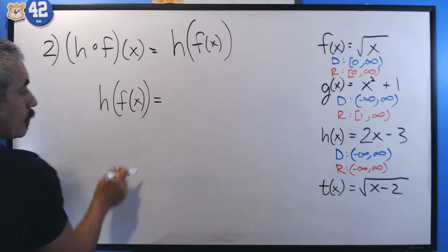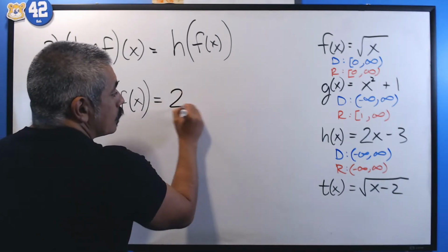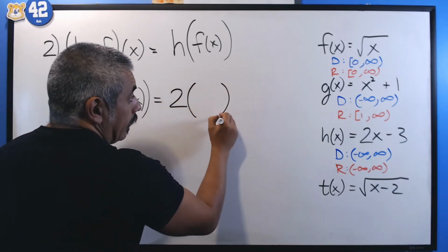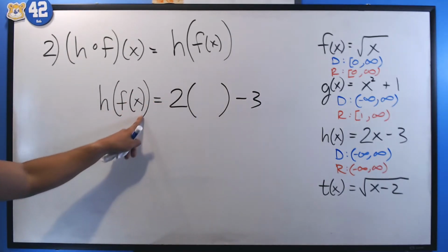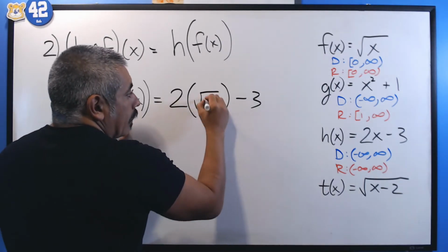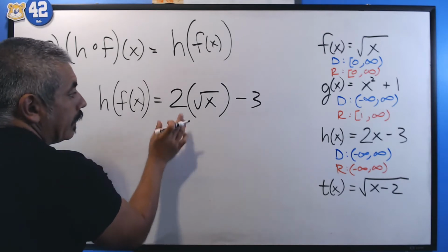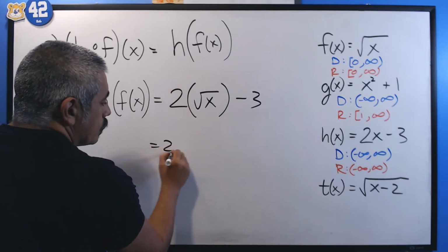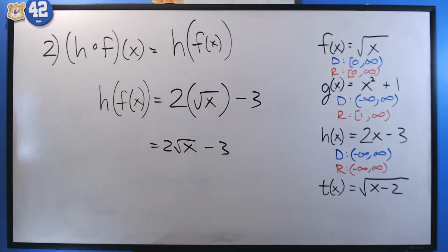So we have h of f of x, which is equal to, now h is 2x minus 3. I'm going to write it as 2 times something minus 3. And that something is simply f of x. So let's take f of x and plug it in here and simplify. Lucky for us, the only simplification we need here is going to be 2 times root x, which is 2 root x minus 3. Now we have to look at the domain and the range.